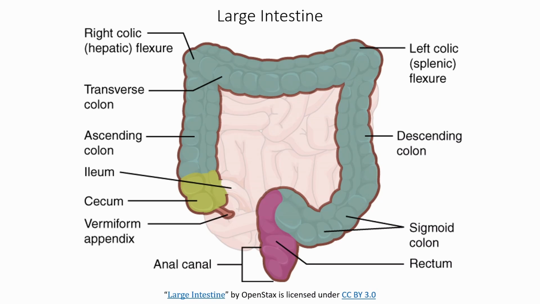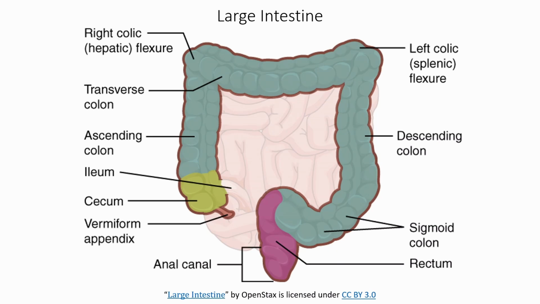So we have the ascending colon going up. We have the transverse colon going across, the descending colon going down, and then the sigmoid colon kind of does this little whoop, kind of like an S shape, right, before we get to the rectum in purple. And then the anal canal is connected along with that rectum.